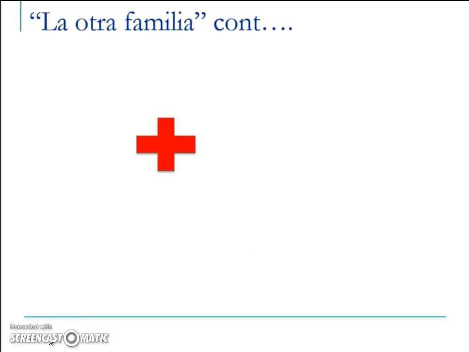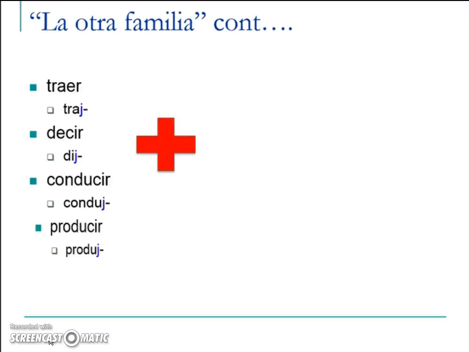So la otra familia continúa. And so these are the ones you might remember from last year that all have J's in them. Okay, so we've got traer and decir, conducir, producir, traducir. So all the ducir verbs act the same way. So we have traer, decir, and then everything that is in ducir. You can see here that they all have J's in their stems. So when we have J's, it's a little bit different.